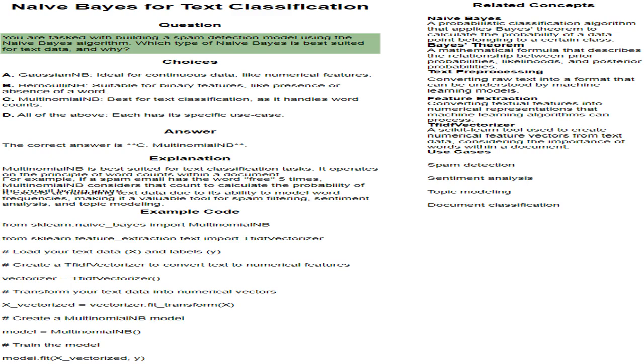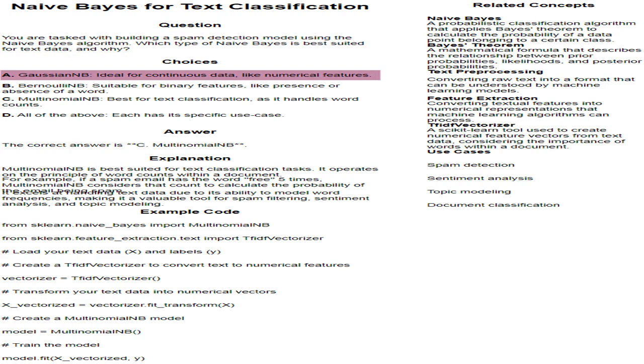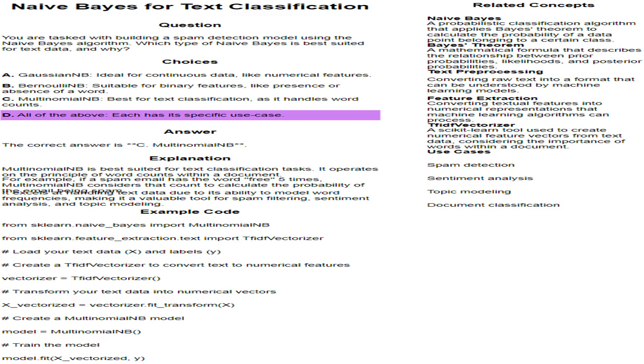You are tasked with building a spam detection model using the naive Bayes algorithm. Which type of naive Bayes is best suited for text data? And why? A. Gaussian NB: ideal for continuous data, like numerical features. B. Bernoulli NB: suitable for binary features, like presence or absence of a word. C. Multinomial NB: best for text classification, as it handles word counts. D. All of the above: each has its specific use case.